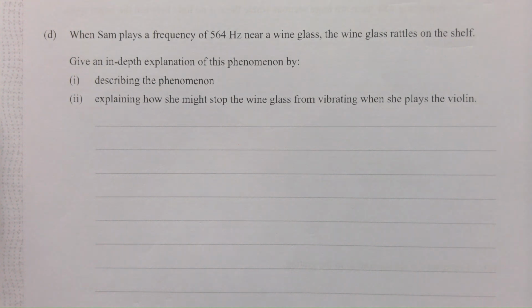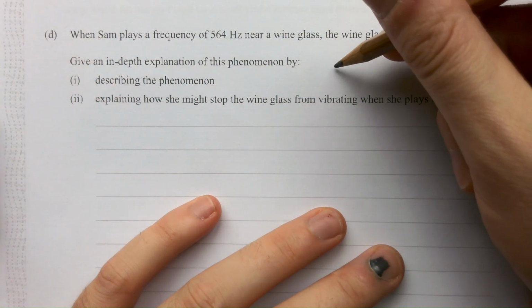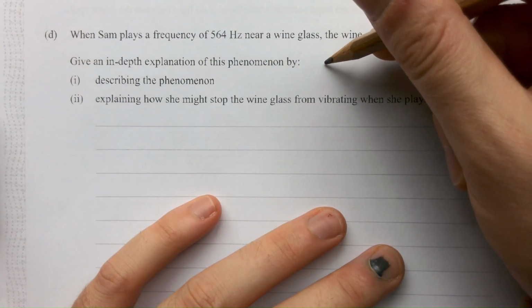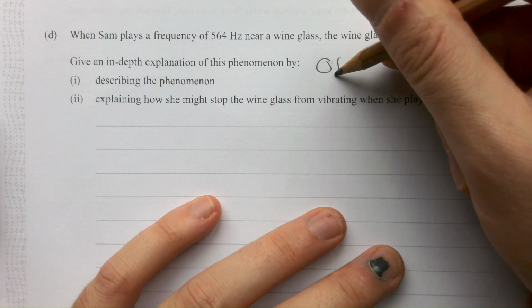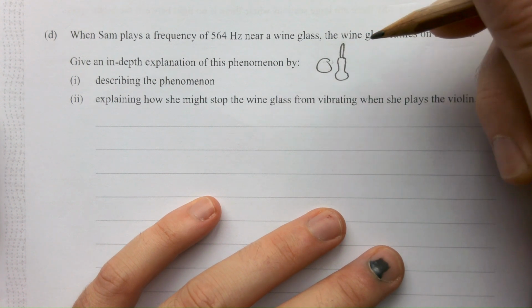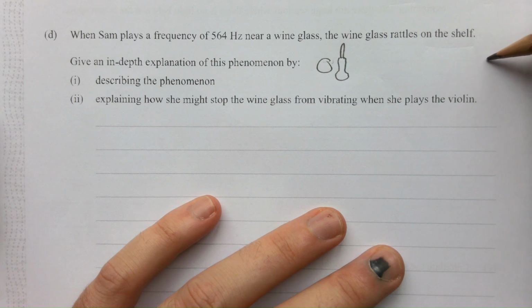Give an in-depth explanation of this phenomenon by describing the phenomenon and explaining how she might stop the wine glass from vibrating when she plays the violin. Now, if you've got a wine glass just hanging around on a shelf, I'm going to try and draw a topographical, that's a rough diagram. Let's say this is Sam, and therefore this is her badly drawn violin, very badly drawn. And we've got a wine glass on the shelf, the rim only.